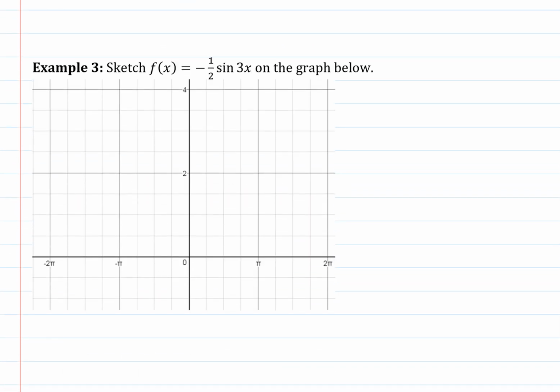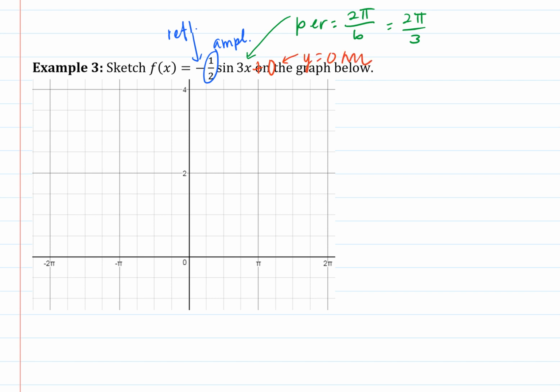Okay, final example for today. f of x equals negative 1/2 times the sine of 3x on the graph below. Okay, so again, I've got this negative sign, which means there's been a reflection across the x-axis. The 1/2 is the amplitude. Amplitude is the height, so we always consider it to be a positive value. We can solve for the period. It will be 2 pi divided by b, so in this case 2 pi over 3. Interesting. And then there's no number written here, so that's the same as plus 0. So y equals 0 is going to be the midline.